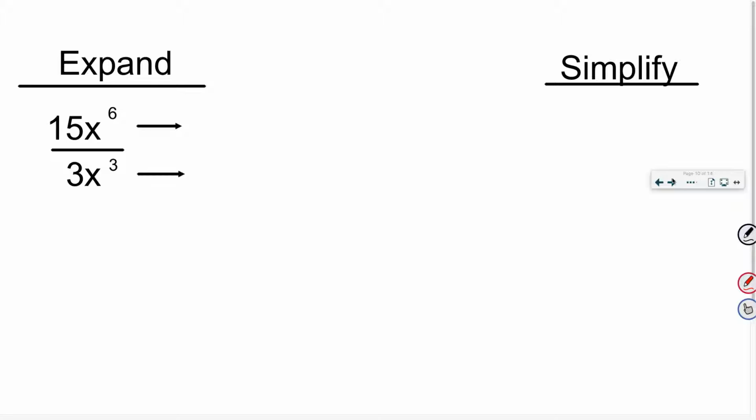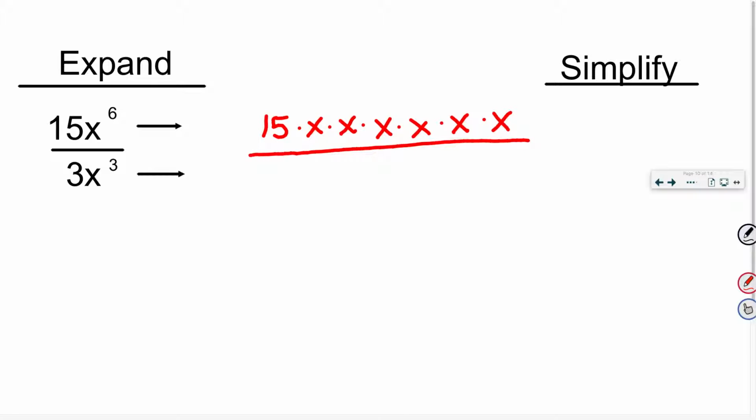So let's go through this example. At this point, we're kind of doing a similar problem to simplify. The only difference is now we have a couple of coefficients. How would I break out 15x to the 6th? 15 times x times x times x times x times x times x. And that's all over. Notice I'm still using the fraction bar so that I can clearly see what's in my numerator, what's in my denominator. What's in my denominator if I break it out? 3 times x times x times x.